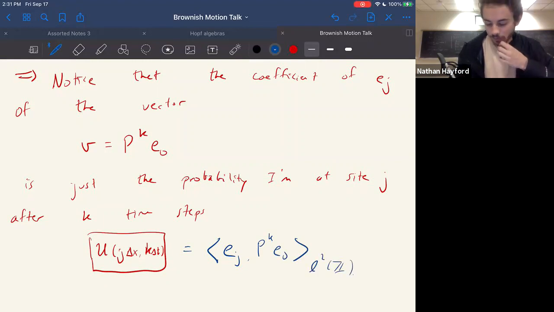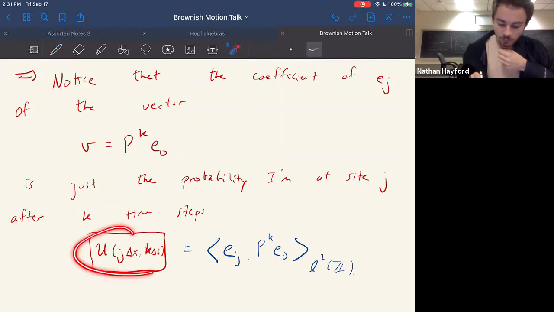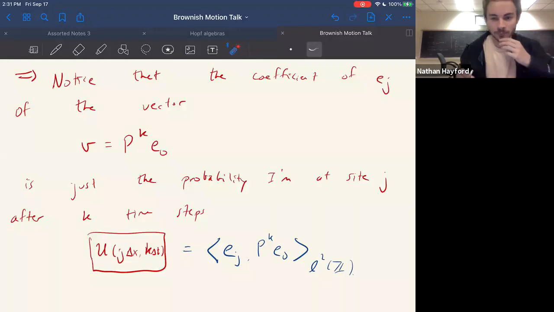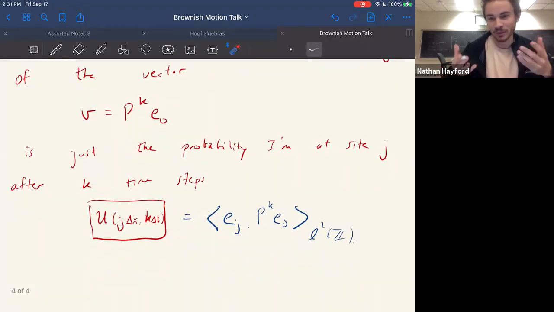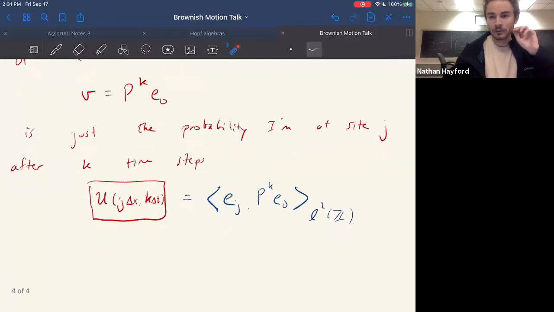So what have we done? We've found a different way to realize these transition probabilities: the probabilities of being at site k or at site j after k time steps. Now, again, not super useful, because it's just as hard as counting the number of paths. To compute this inner product, you still have to count the number of paths. Not great. But we're cleverer than that.